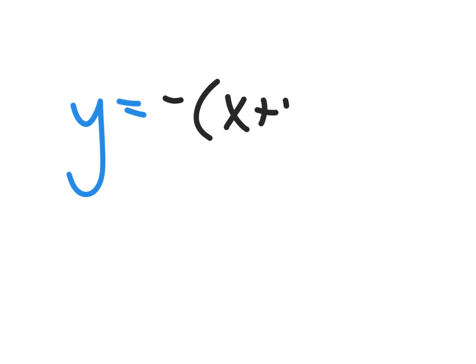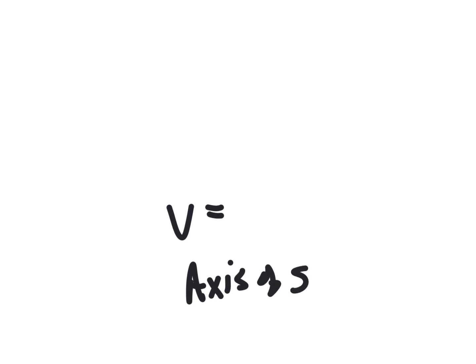All right, that was surprisingly bad. So we're going to try one more. Negative parentheses x plus 5 squared minus 7. What's the vertex? What's the axis of symmetry? Write them down, please. Your hand hasn't moved since I gave you the problem. And now you're not with me.